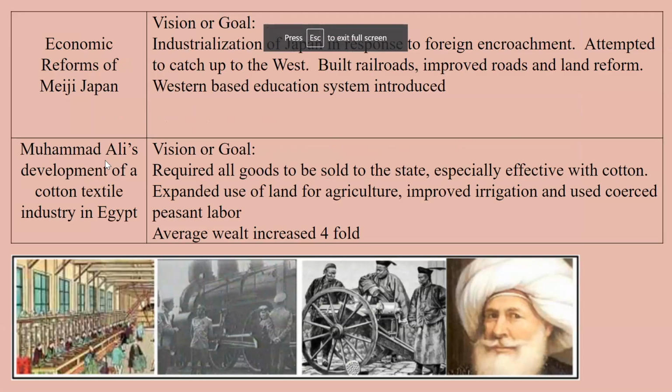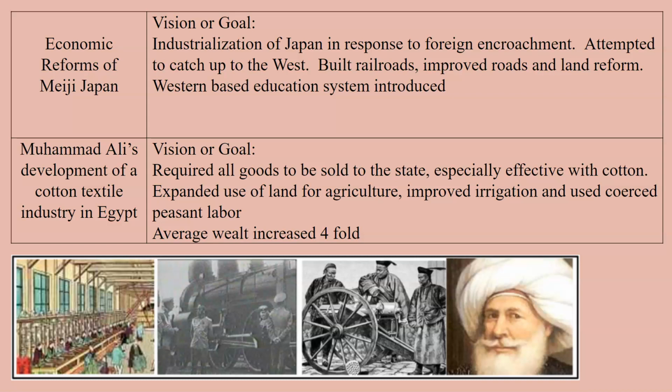All right, so some other reform movements that take place, and again, we'll spend a little bit more time on these a little later on. You have the economic reforms of Meiji Japan. The idea was to westernize Japan after the arrival of American ships and kind of forcing Japan to trade. And they adopted a lot of Western-based reforms.